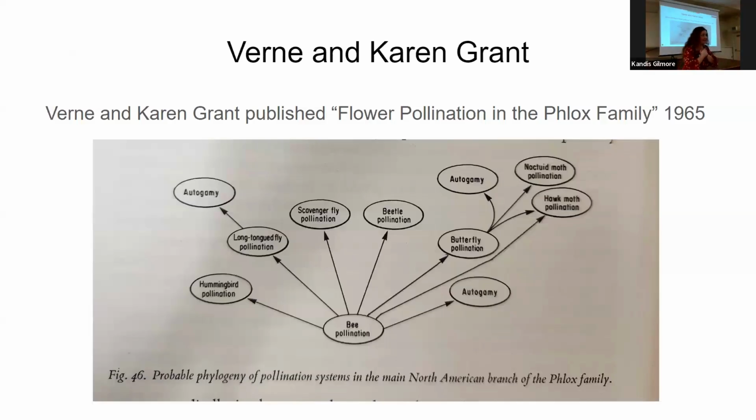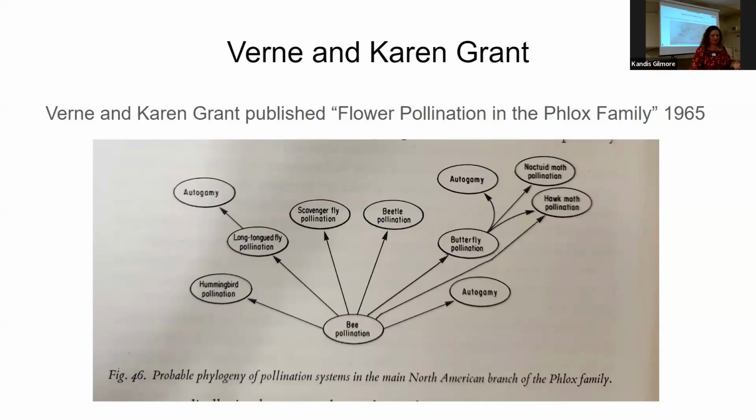Something I asked some people was, what do you consider really great examples of people who study coevolution of plants and pollinators? And someone mentioned Verne and Karen Grant did a lot of work on this. So I looked it up, and they published this monograph called Flower Pollination in the Phlox Family. I found it at the library. It's really great. They worked at the Rancho Santa Ana Botanic Garden and studied all the things in the phlox family, the pollinators, and they go through all the different ones and what pollinates them.